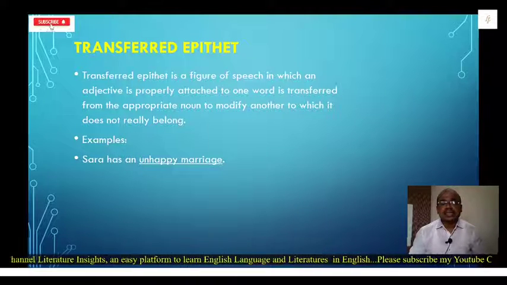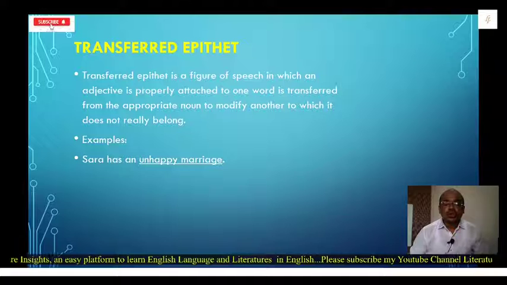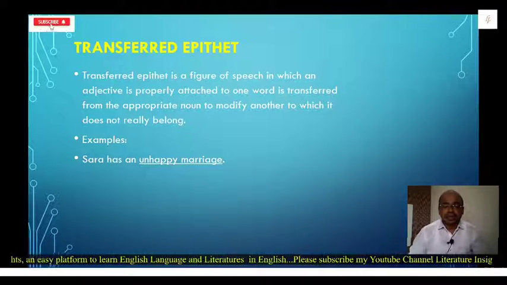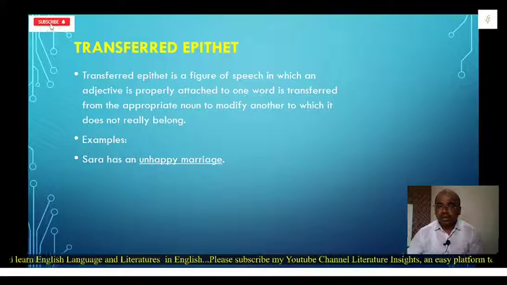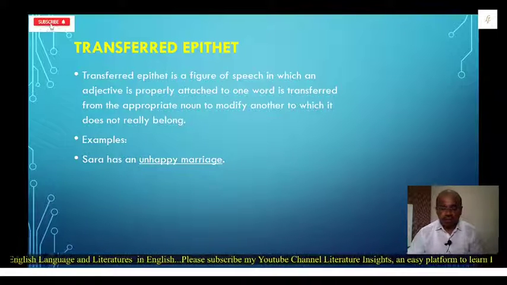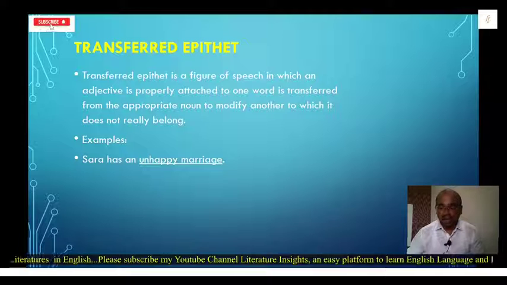Sarah has an unhappy marriage. In this sentence we can find that marriage is an ephemeral and intellectual construction. It can be neither happy nor unhappy because marriage is not capable of having emotions like human beings. So Sarah has an unhappy marriage with her own life partner.